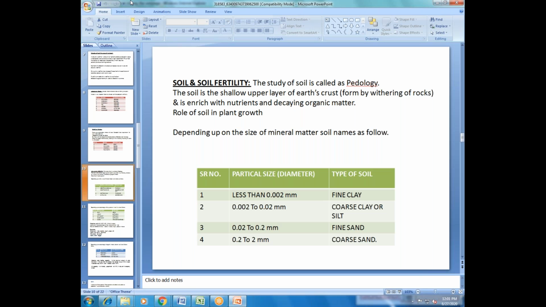So the study of soil is called pedology. The soil is the shallow upper layer of the Earth's crust, which is formed by the weathering of the rocks. You know, now when the rain comes, the weathering takes place on the rocks, and even the upper layer of the soil will just get drained out. It will go into the rivers and get deposited in the sea.